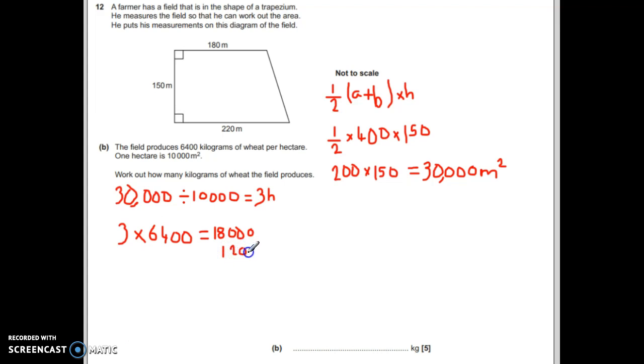And then we can add them up together. That gives me 0, 0 is 0, 0, 0 is still 0, 0 add 2 is 2, 8 add 1 is 9, and 1 add nothing is 1. So the farmer's field is going to produce 19,200 kilograms of wheat. And that is how you get your 5 marks.